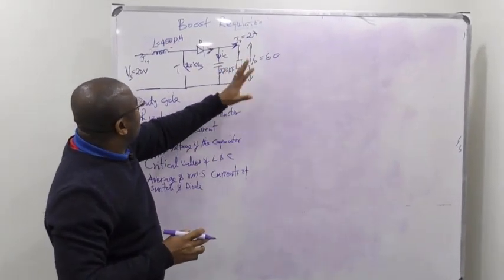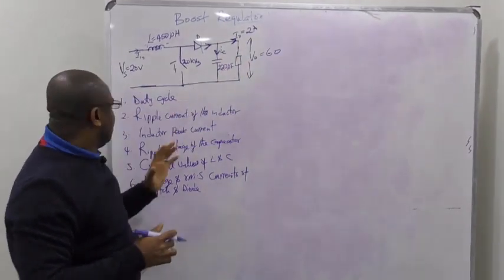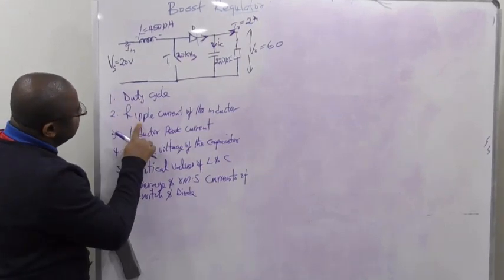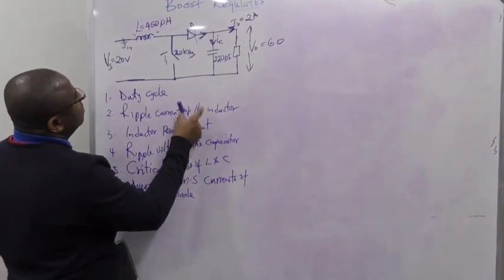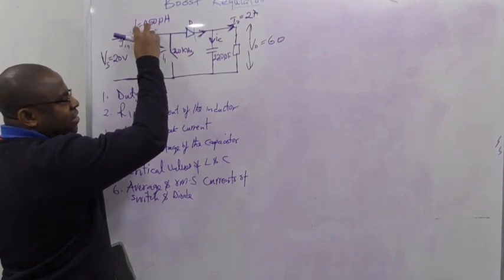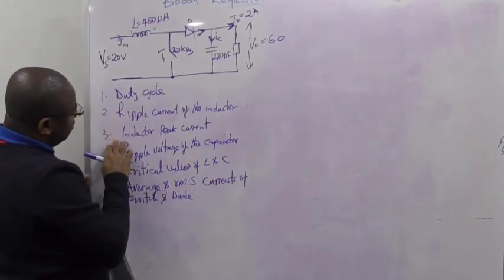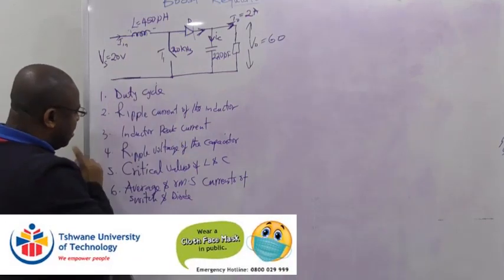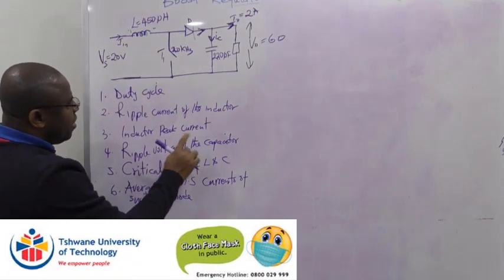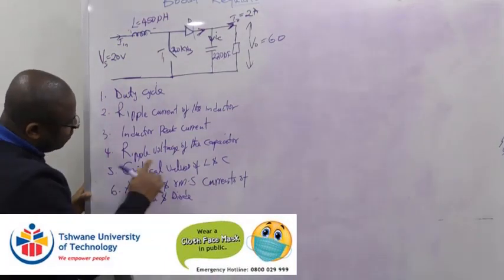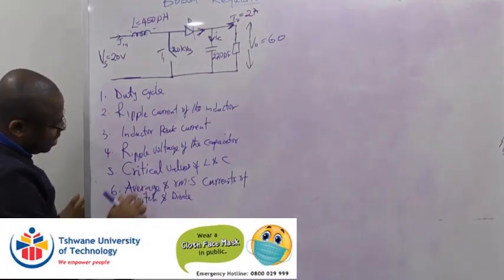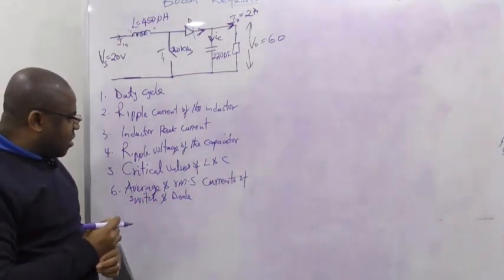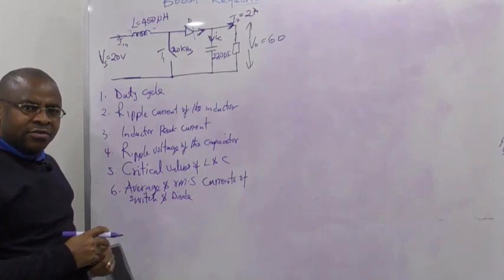And yeah, so we have this. With this, you are asked to calculate the duty cycle, and the ripple current of the inductor, delta I of the inductor. Also calculate the inductor peak current, the ripple voltage of the capacitor, the critical values of L and C, and the average and RMS value currents of the switch and the diode.